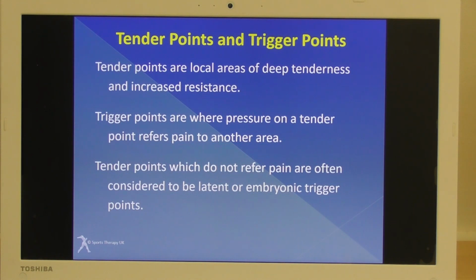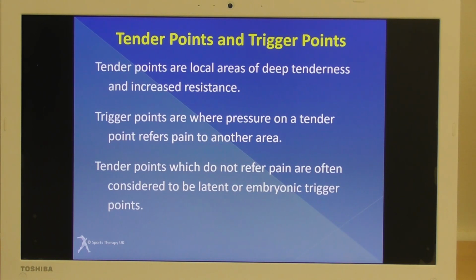So tender points are local areas of deep tenderness and increased resistance. Trigger points are where under pressure, a tender point refers to another area. So before we move on, let's just recap that. You've been finding knots and these fibrotic areas underneath thumbs and fingers. If you've been putting some pressure on it and your clients have been saying, yes, I feel that locally, that is a tender point. If you give it a compression or a bit of a squeeze and it refers, we're talking about a trigger point. So they're two different things.